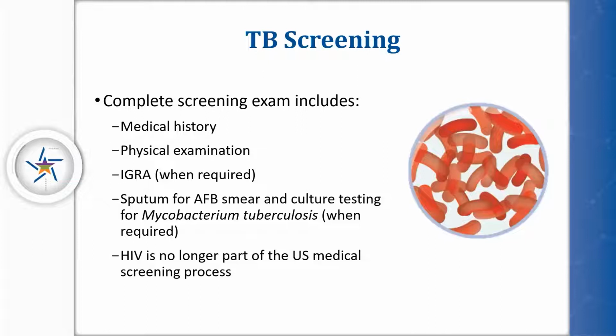So, a complete screening exam. We're talking about TB screening as defined in the technical instructions. These involve a medical history, physical exam, and IGRA when required, and this is now a new requirement in children. Then sputum for AFB smear and culture testing, and for Mycobacterium tuberculosis. So we're doing sputum for acid-fast bacilli, smear and culture, which will get you to the Mycobacterium stage, but then there's a requirement for speciation down to Mycobacterium tuberculosis, at least MTB complex. And of note, HIV is no longer part of the US medical screening process.